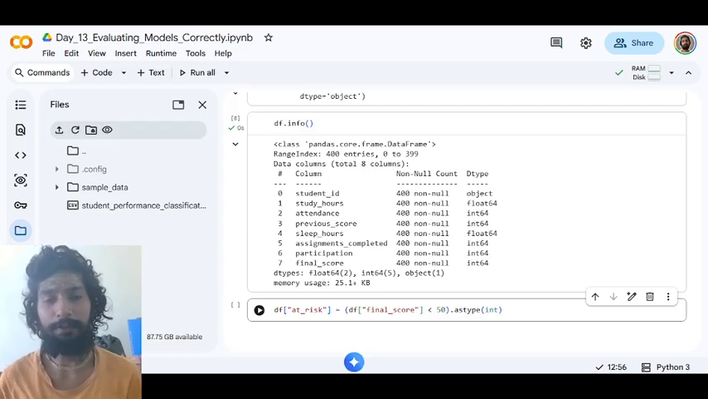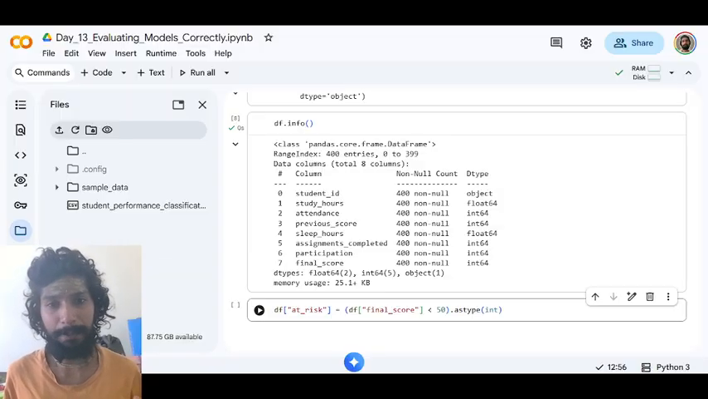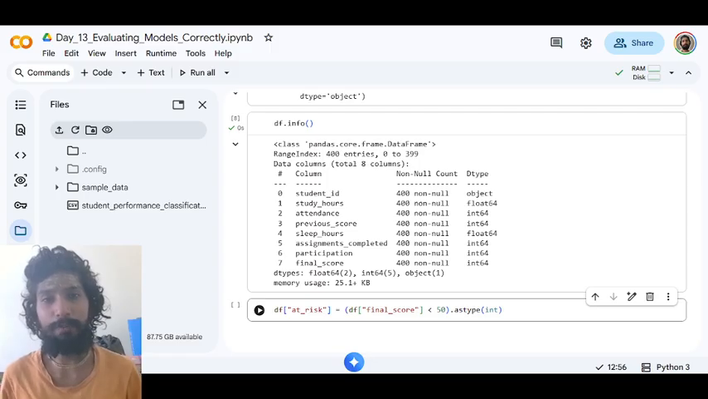Let us understand this carefully. The condition df['final_score'] < 50 produces either True or False. The .astype(int) part converts True into 1 and False into 0. Therefore, at_risk equal to 1 means that the student is at risk, and at_risk equal to 0 means the student is not at risk.